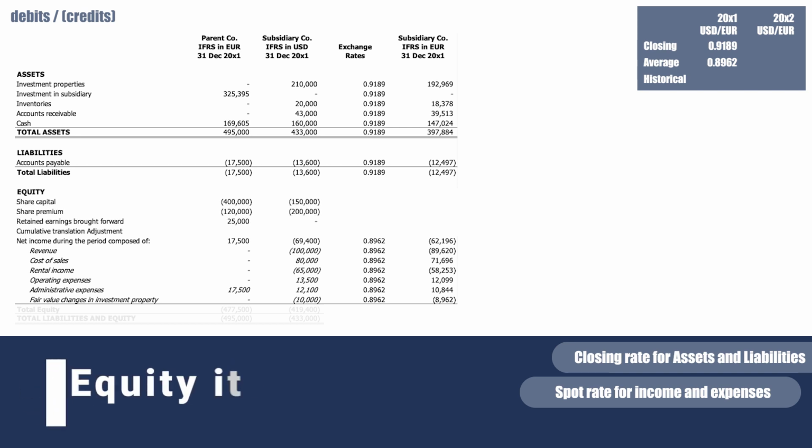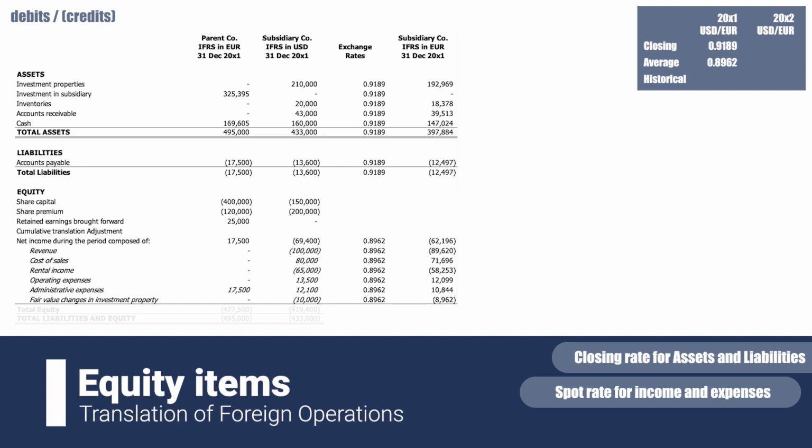Translation of equity items. The standard is silent about how to translate the equity items in the balance sheet. In practice, we use the following convention that I will be discussing shortly. Of course, you may use other exchange rates, but they need to be applied consistently from period to period. For share capital and share premium accounts, they are translated using the historical rate when they were first issued. This will ensure that the translated amounts eliminate completely with the investment in subsidiary accounts at the parent level.